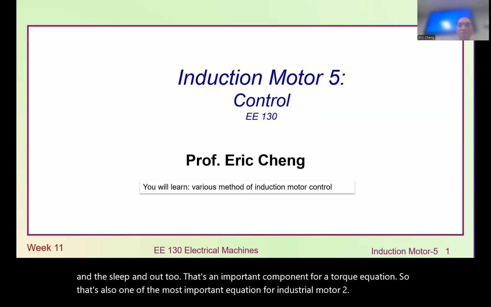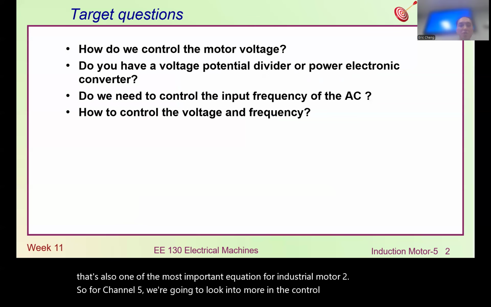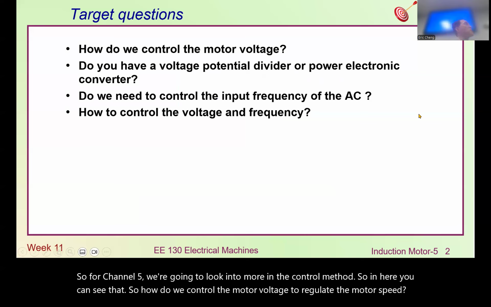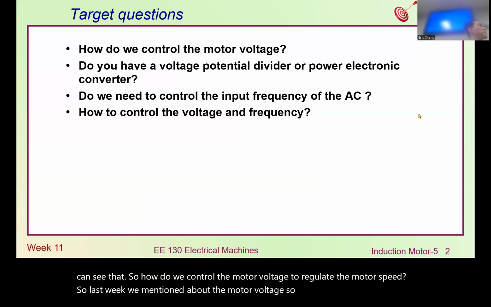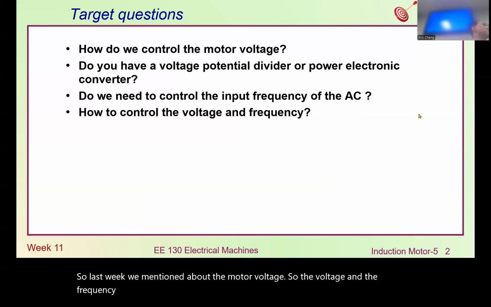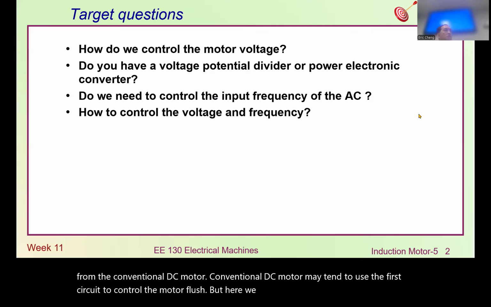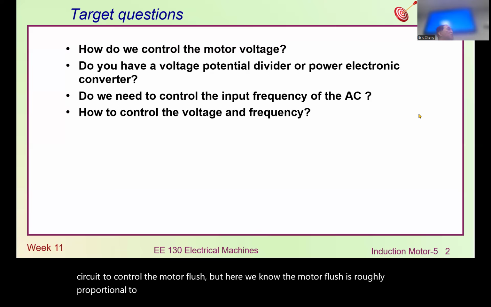So for chapter 5, we're going to look more into the control method. So in here, you can see, how do we control the motor voltage to regulate the motor speed? Last week, we mentioned the motor voltage. So the voltage and frequency ratio is something related to the magnetic flux. That will be different from the conventional DC motor. In a conventional DC motor, we tend to use the magnetic flux circuitry to control the motor flux. But in here, we know that motor flux is roughly proportional to the voltage and frequency ratio.